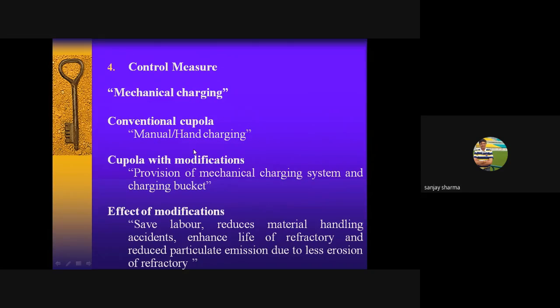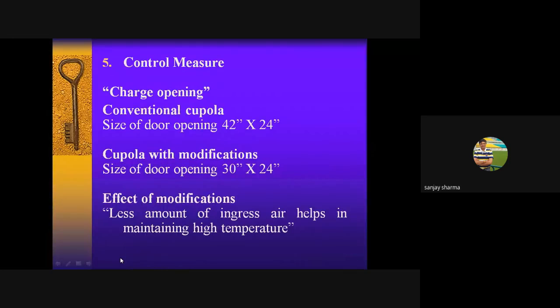Then mechanical charging. Conventionally it was manual, hand charging, whereas in the modified system, provision of a mechanical charging system and charging bucket was made. It also resulted in saving labor, reducing material handling accidents, enhanced life of refractory, and reduced particulate emission due to less erosion of the refractory bricks.